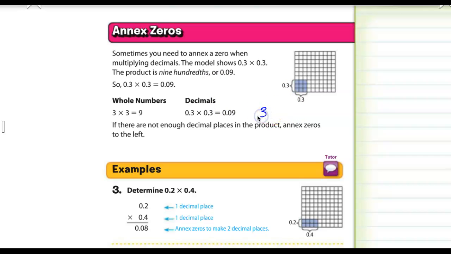So 3 times 3/10 equals 9. So there are 2 decimal place values. So you would do the 1, 2. But then you're left with a space here that has to be filled in by a 0. So that's what they're talking about. Annexing 0, we need to add a 0 when there is a space that's left blank. So if we have 2/10 times 4/10, we have 8/10, 2 decimal place values, 8/10 again.